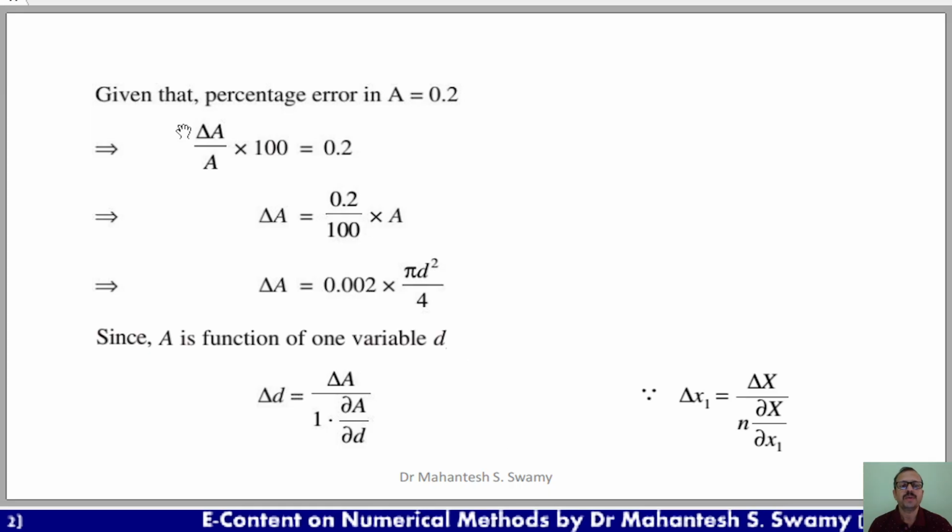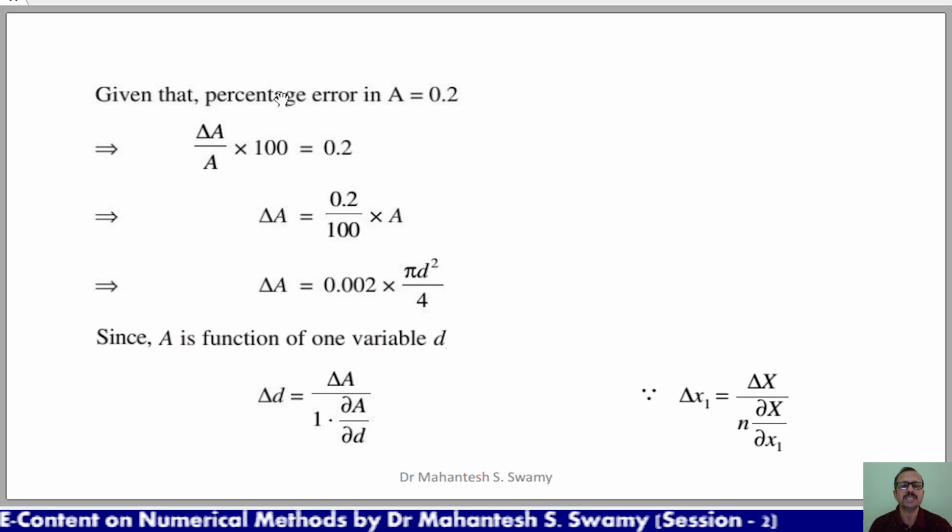Now what is given? The percentage error in A is 0.2. If it is written as percentage error, there is no need to write the percent sign. If it is written as only error, then we have to write 0.2%. That percent indicates that the error is a percentage error. So we write here percentage error in A, that is 0.2.